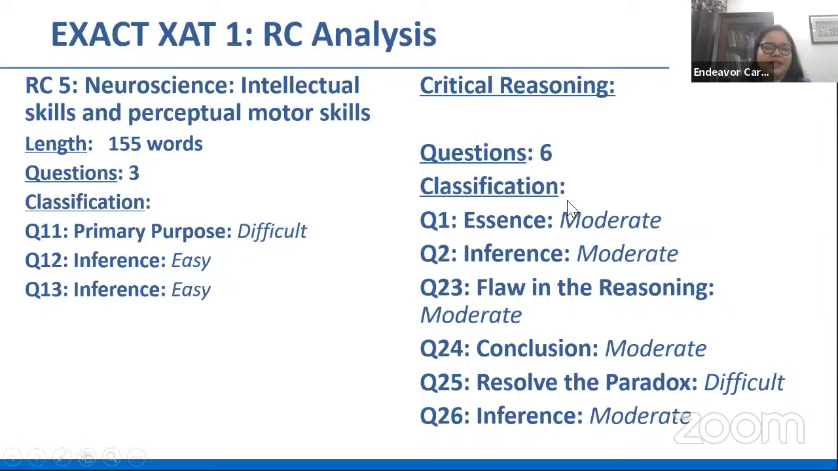But, largely speaking, you stay away from this passage because you see that jargon and you think that this is going to be difficult. The critical reasoning questions: look at the kind. There's a nice variety here. Of course, two inferences. There is a summary or essence question. There's a flaw in the reasoning question. There is a conclusion question. But look at the markings here. They're all marked moderate except the resolve the paradox question. Resolve the paradox, because you've got to identify the paradox itself, the question type itself is quite challenging. Otherwise, again, something that you should have done.